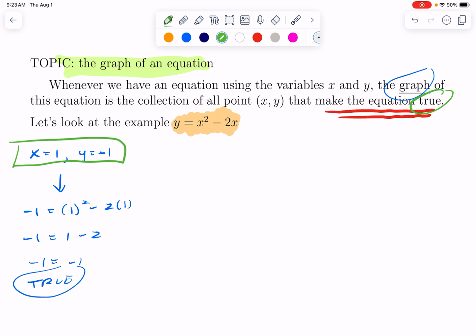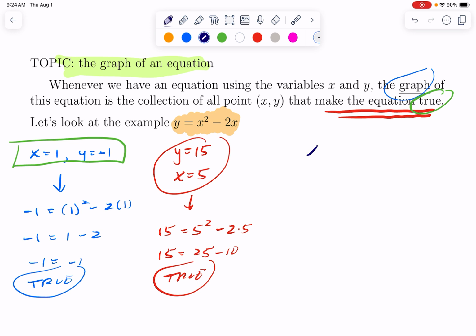There are a lot of other examples that would make the equation true. Maybe I would have y equals 15 and x equals 5. Does that make the equation true? We would have 15 equals 5 squared minus 2 times 5. And yes, that makes the equation true.